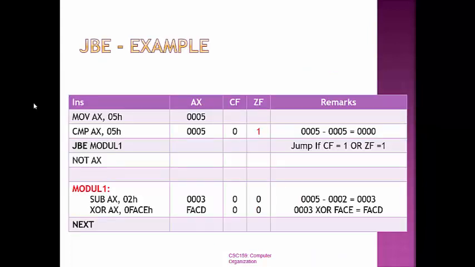So, this is the example. Kita tengok dekat sini. Sama macam previous example, cuma bezanya kita tengok dia punya flag. For the jump below or equal, the condition is if the carry flag or zero flag equal to 1, dia akan jump to the module 1. So, untuk case ini, carry flag equal to 0, zero flag equal to 1. So, dia meet the condition, so dia akan jump to the module 1 punya instruction.